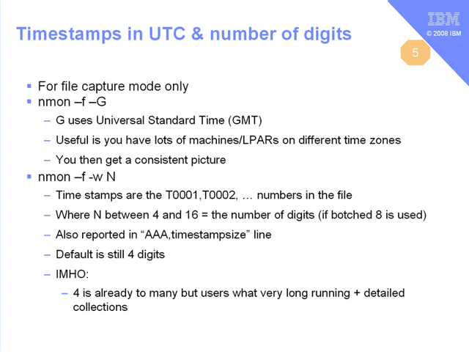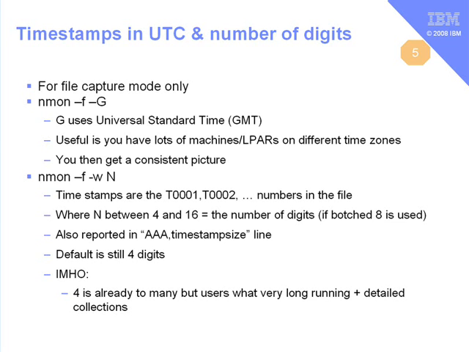So instead you can use the -G option to use Universal Standard Time, or as we here in London, UK, like to think of it, Greenwich Mean Time. As I live 5 miles from Greenwich, I like to think that in actual fact the British invented time in the first place.